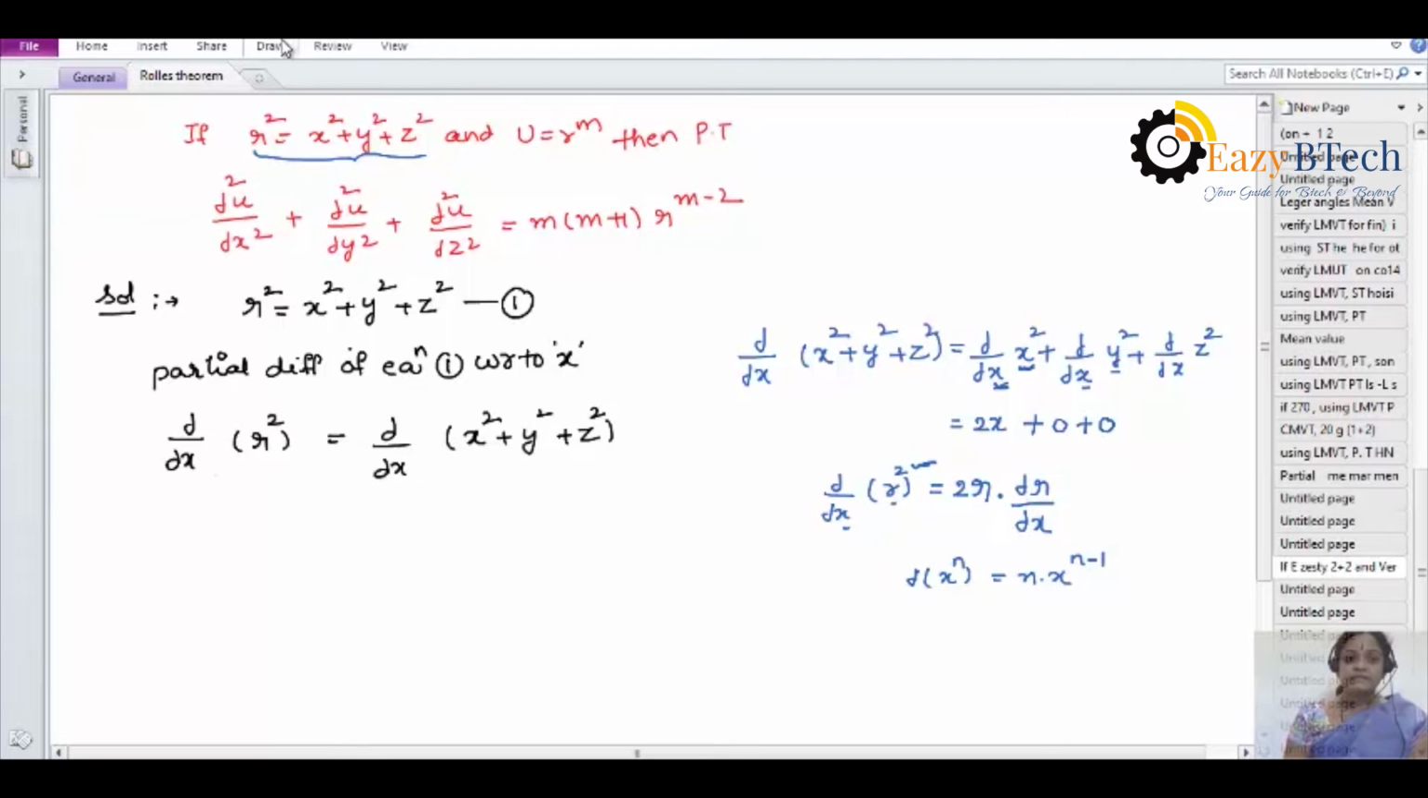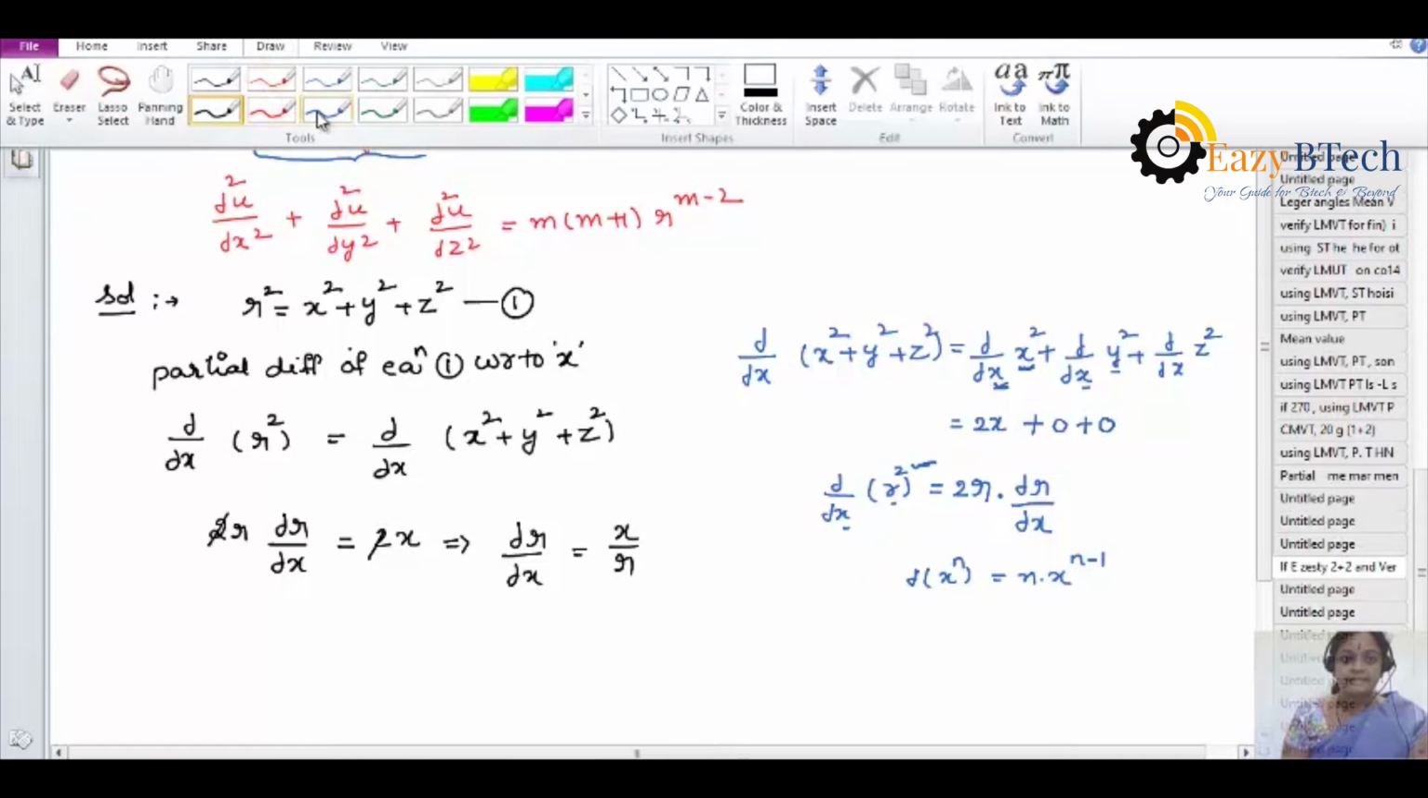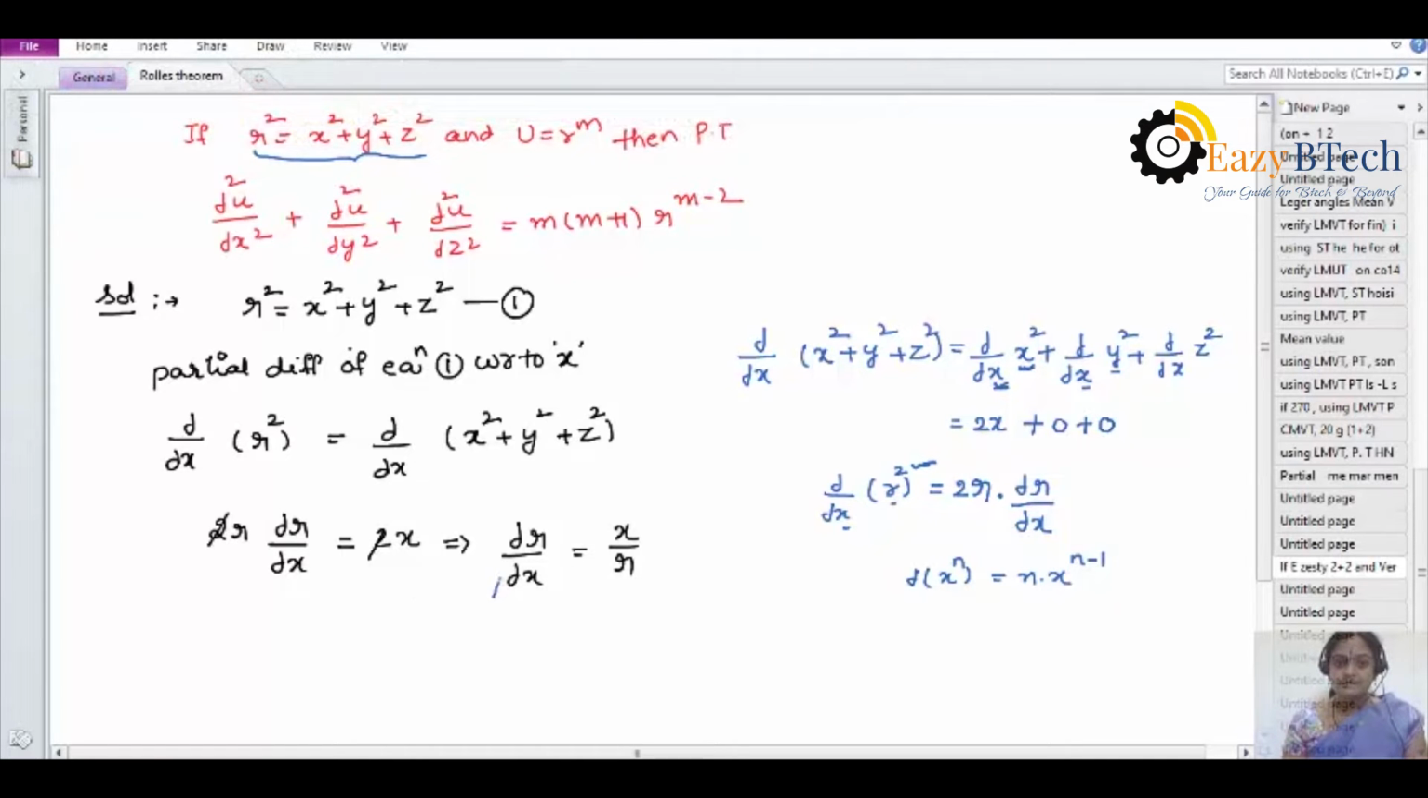So now I am writing the corresponding answers here. The differentiation of r square is 2r dou r by dou x, and the RHS answer is nothing but 2x. Then this 2 and this 2 will cancel. Finally, the value of dou r by dou x is equal to x by r. Keep this answer in your mind: dou r by dou x is equal to x by r.